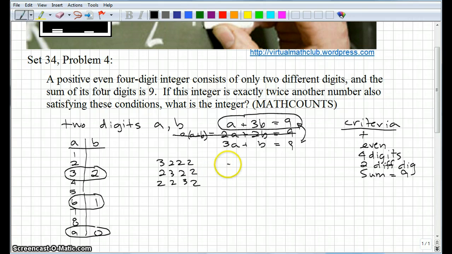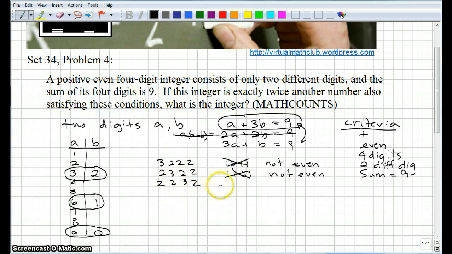So half of this would be, what? It would be 1611. And that one is not even. So that one doesn't meet the criteria. So we can cross that one out. Let's see, half of this is 1161. And again, that's not even. So it doesn't meet the criteria.